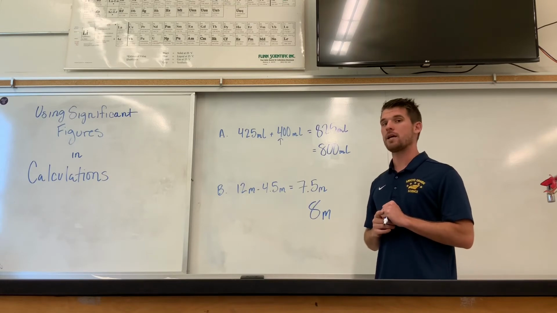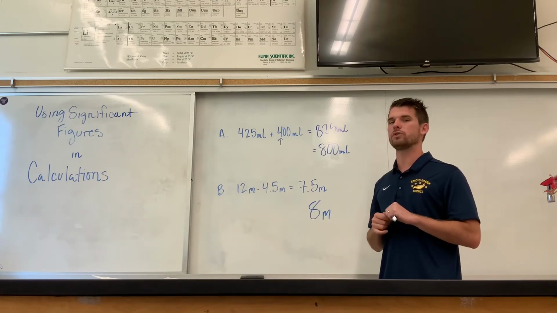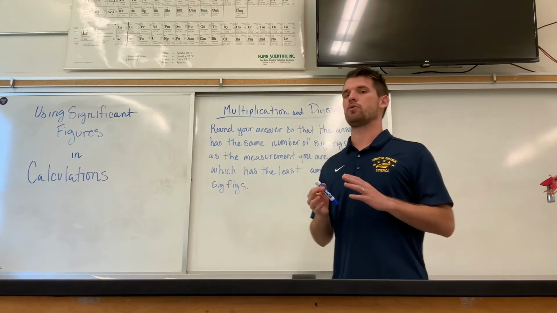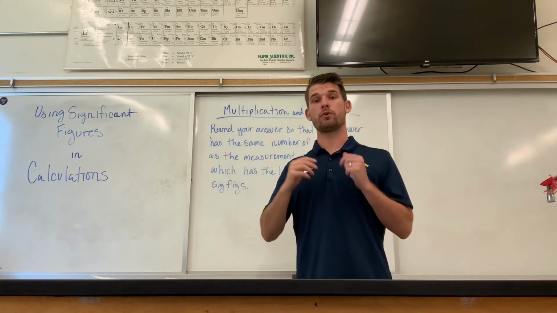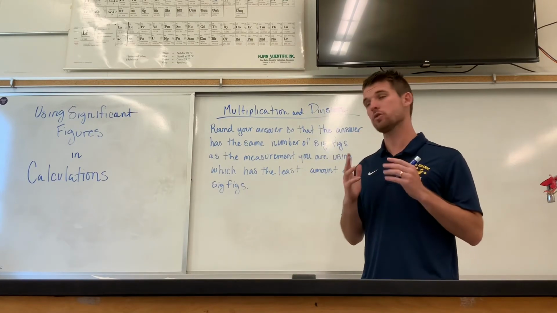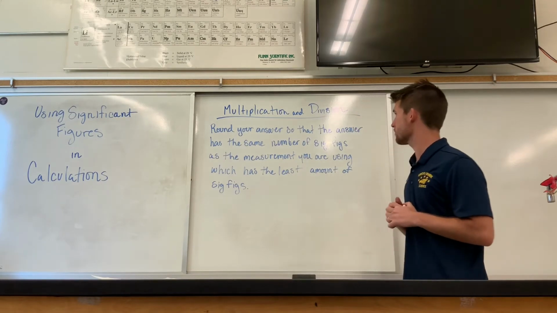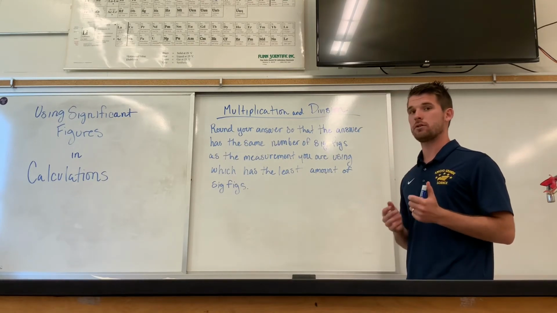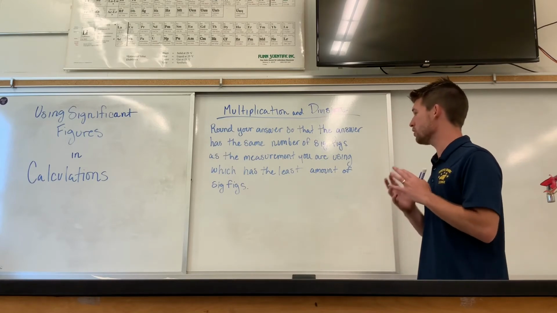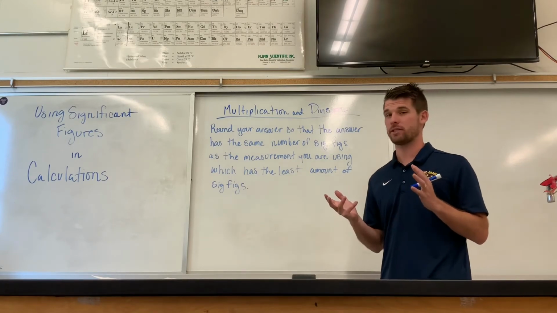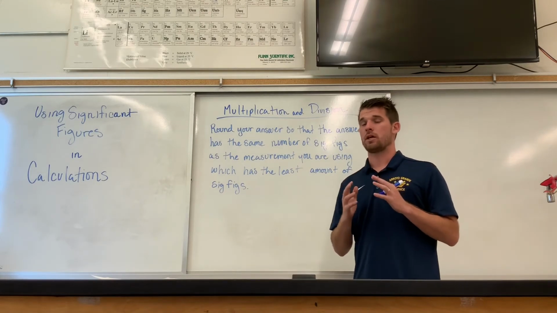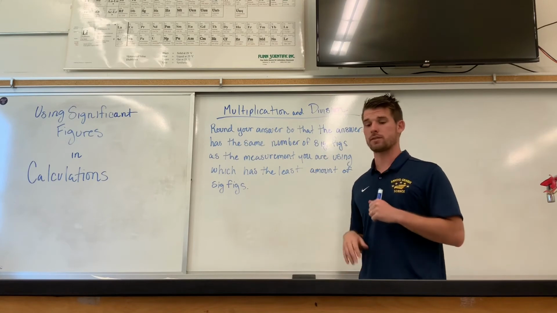Now let's look at the multiplication and division rules, and we'll do some examples as well. Now we're going to look at rules for using significant figures when we're doing multiplication and division problems. So here's the rule. You're going to round your answer so that the answer has the same number of sig figs as the measurement you are using which has the least amount of sig figs. So let's do an example. Actually, we're going to do two to process what that means.